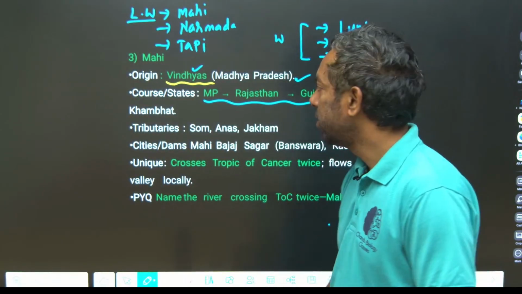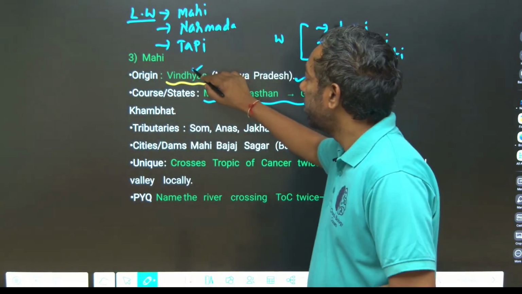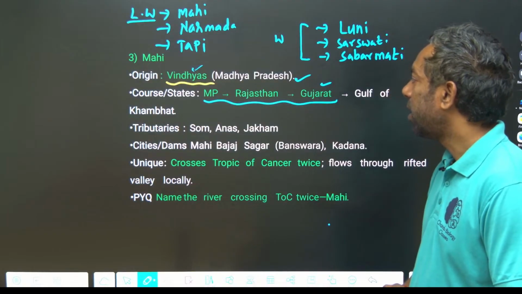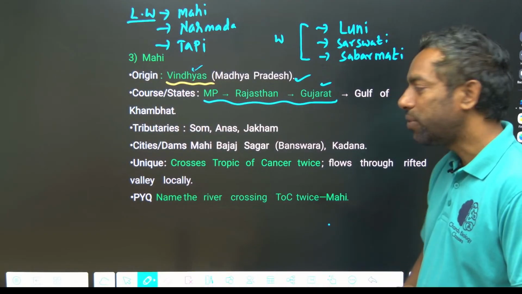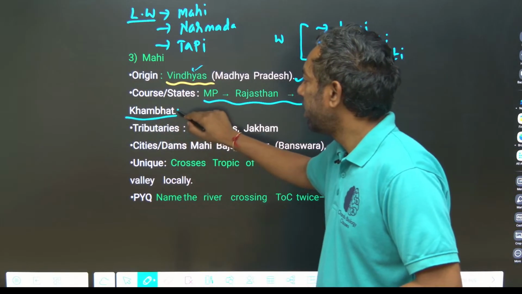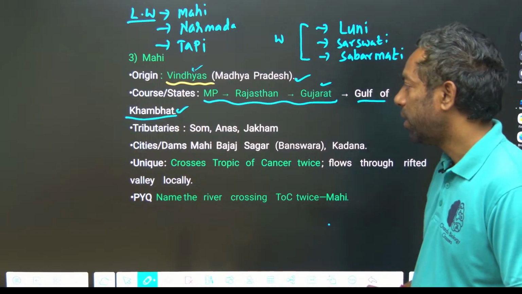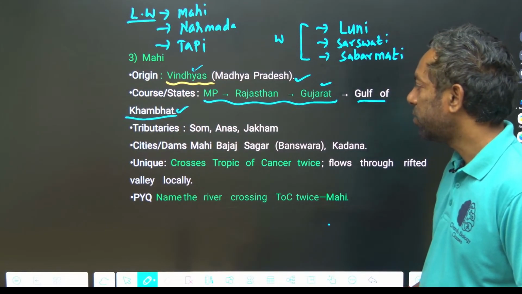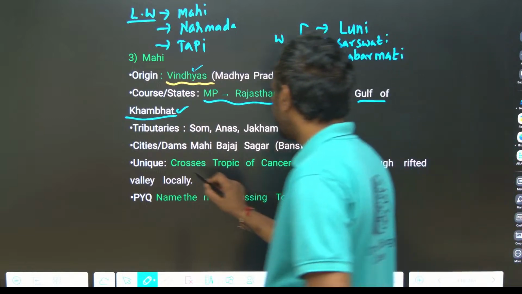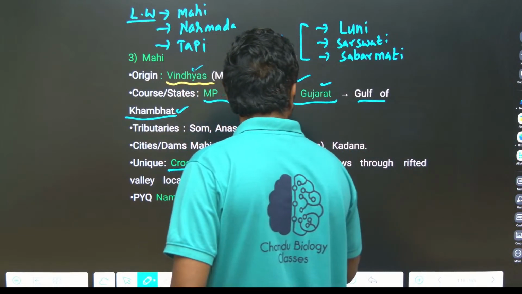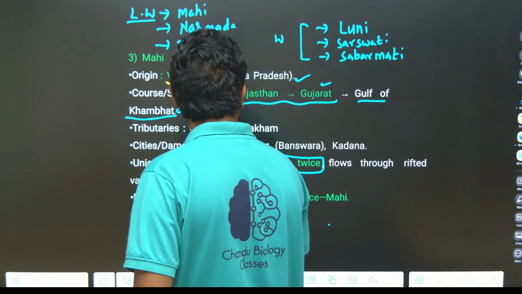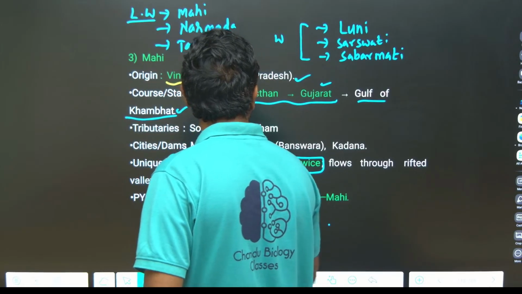Most important, guys. Okay, Mahi river originates in the Vindhya ranges. It crosses Madhya Pradesh, Rajasthan and Gujarat finally. Gulf of Khambhat, it finally reaches the area at the Gujarat end. Okay, tributaries they might not ask you, cities they can ask you sometimes. Okay, yeah, it is unique, it crosses the Tropic of Cancer twice. This is important. This is important for exam, guys.